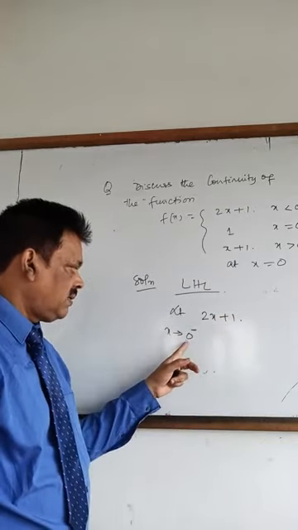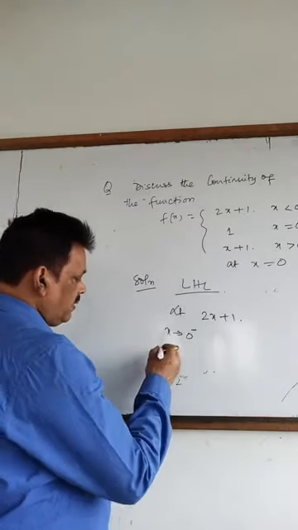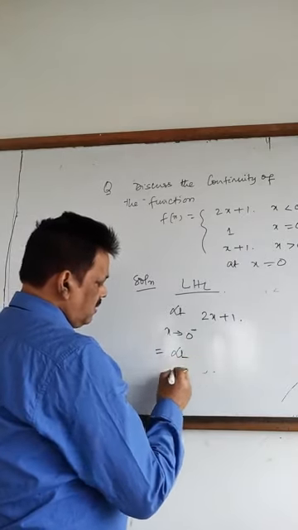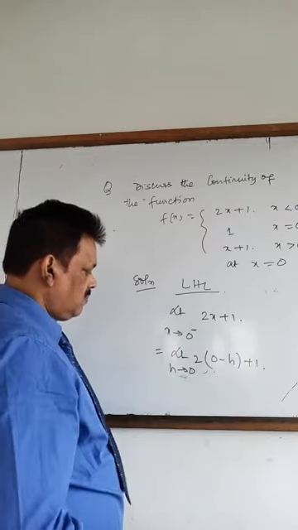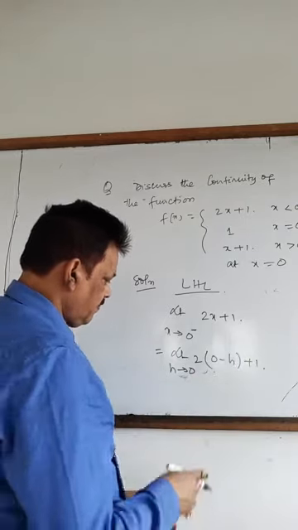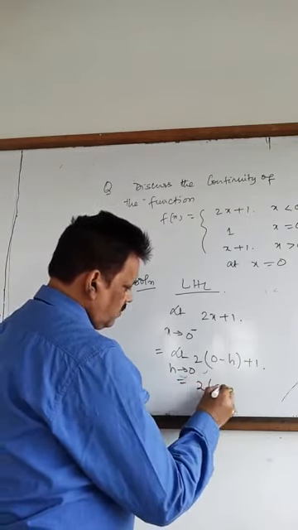How to calculate? Left hand limit is limit with minus h. So this will be limit h tends to 0, 2 times (0 minus h) plus 1. Put h equals 0. That is 2 times (0 minus 0) plus 1. The value is 1.